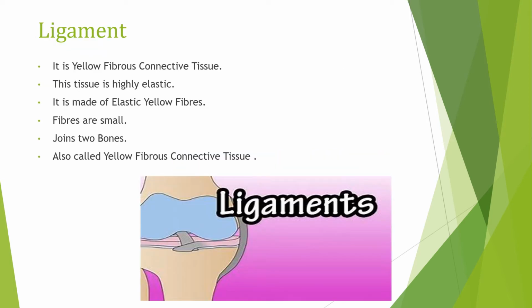Now let us study about the ligaments. These ligaments are yellow fibrous connective tissue. They are highly elastic. The main function of this tissue is it joins two bones. दो bones को आपस में हम ligaments की मदद से जोड़ते हैं. It has yellow fibers formed of protein which is called protein elastin. The fibers here are very small.